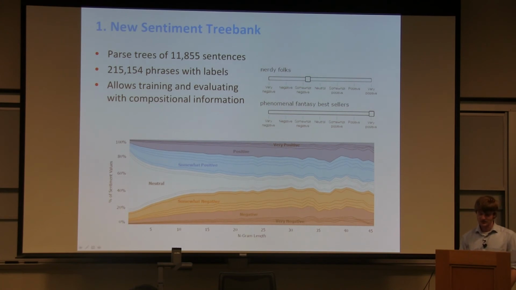So we had here the original 11,855 sentences. They were split into 215,000 unique phrases. So there's a lot of overlap between them. And then each of those phrases we took in isolation, so not showing the rest of the sentence, and just asked nerdy folks: is this positive or negative, or phenomenal, fantasy, bestseller? Where is this on the scale here?